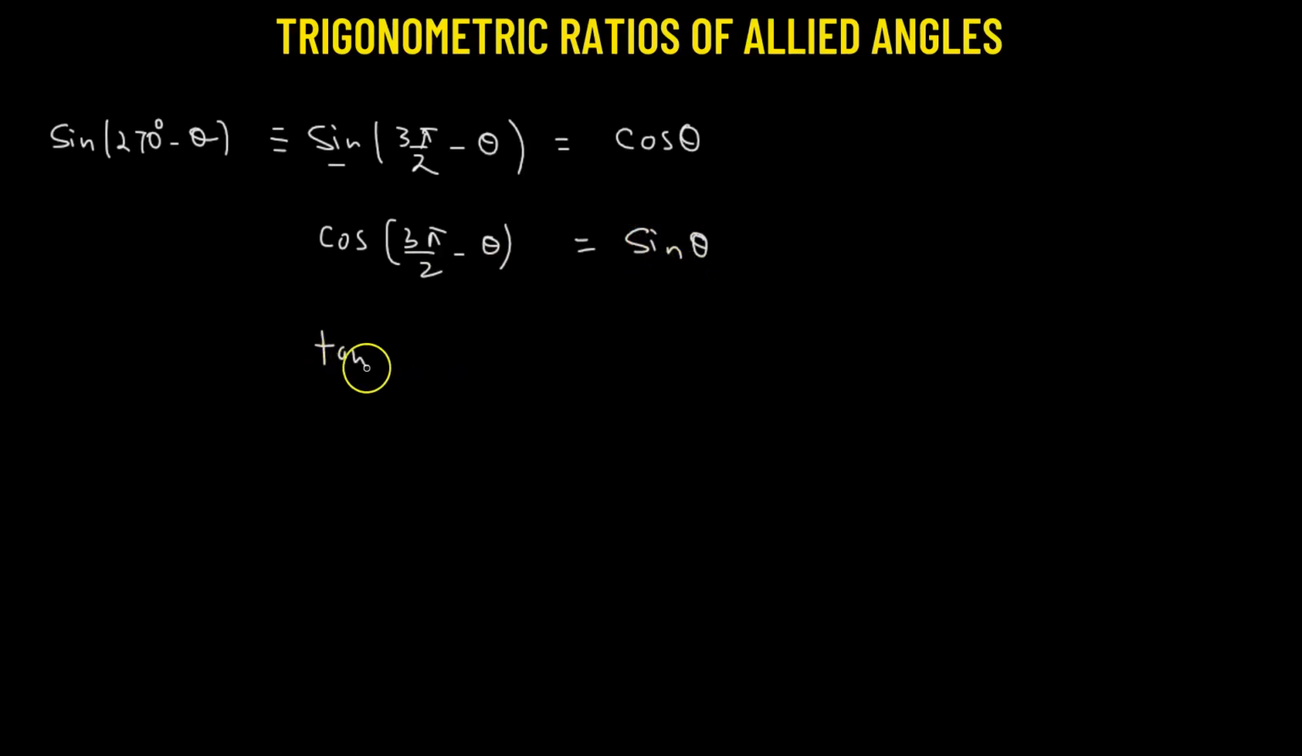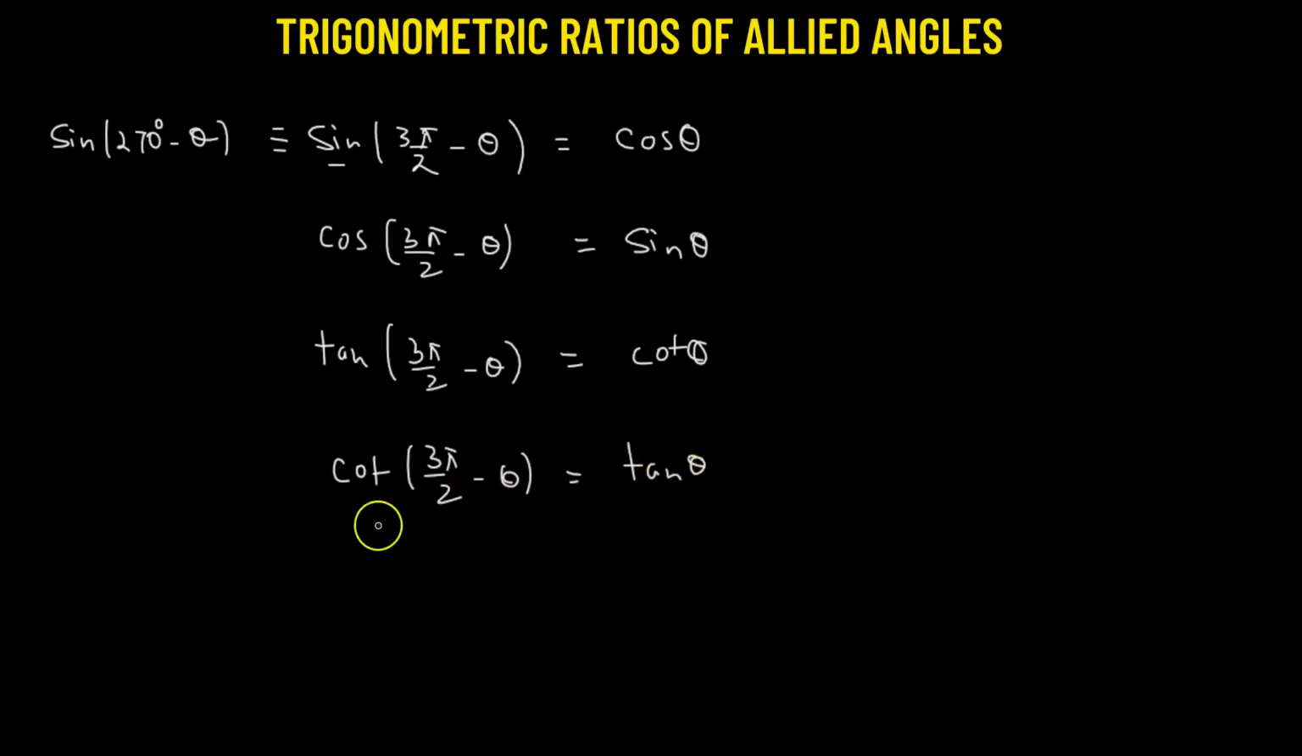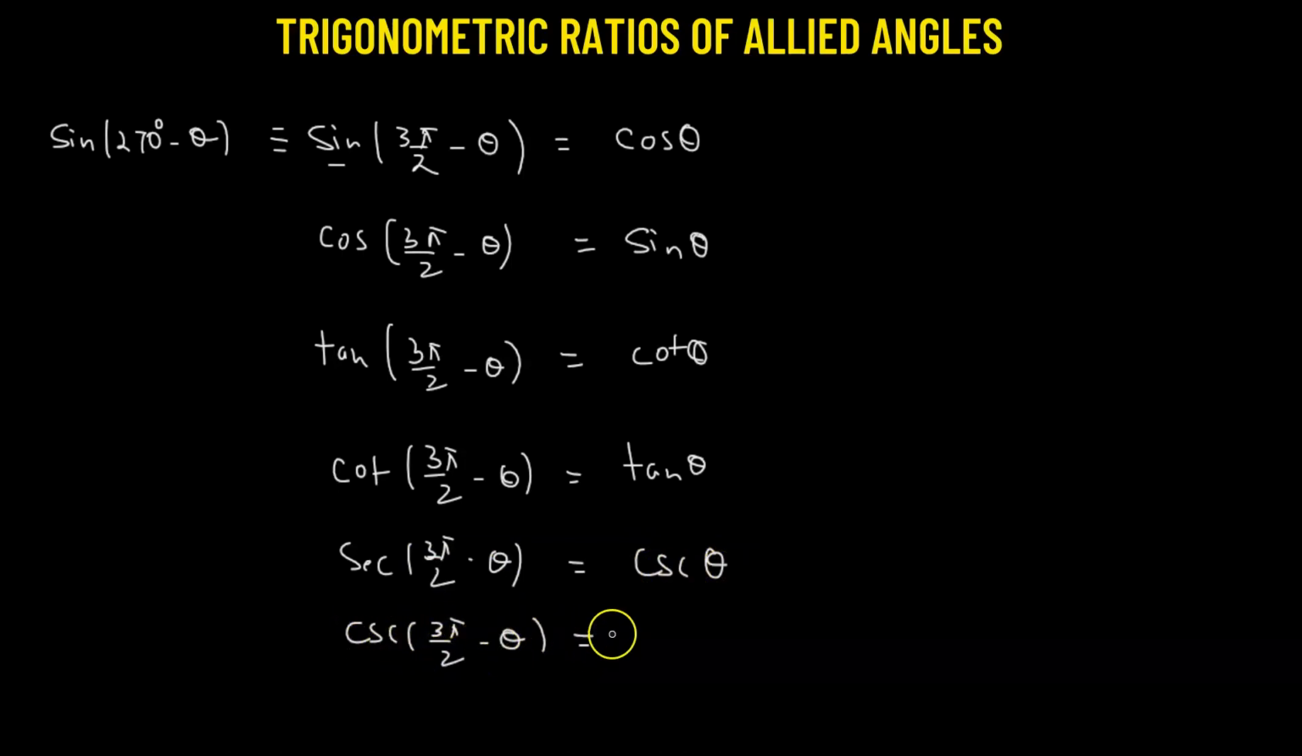Then we have tangent of 3 pi over 2 minus theta. So tangent will become cotangent, because we have an odd multiple of pi over 2. Cotangent of 3 pi over 2 minus theta changes to tangent theta. Secant of 3 pi over 2 minus theta becomes cosecant theta. And finally, cosecant of 3 pi over 2 minus theta will be equal to secant theta.